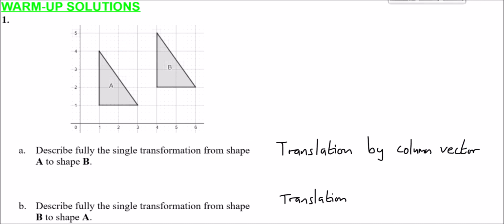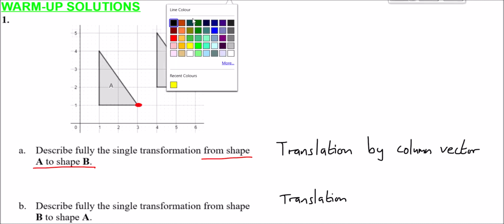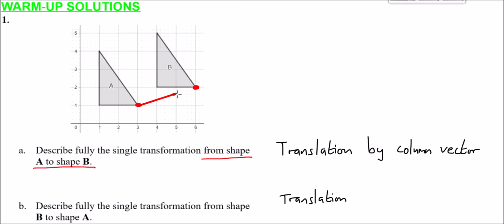So for part A, from shape A to shape B, we can work this out by just picking one point on shape A and the corresponding point on shape B, and then thinking about how we move from the point on the original shape to the point on the new shape. And so from shape A to shape B, what's happening here is we're going to move 3 squares to the right and 1 square up. So the column vector will be 3 at the top and 1 at the bottom, which denotes we're going 3 to the right and then 1 up.